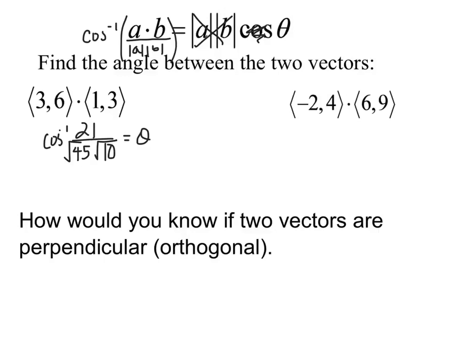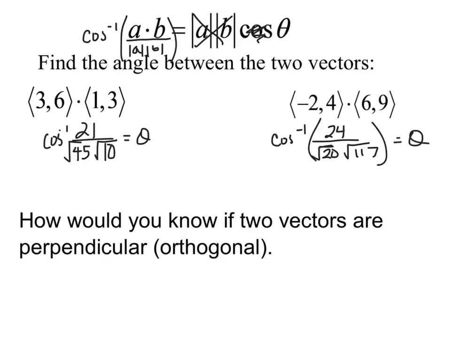Okay. This next example we'd already dotted. The dot product was 24. So on top, using the magnitude formula, we've got negative 2 squared plus 4 squared, so square root of 20. And then we've got 6 squared plus 9 squared, so 36 plus 81, the square root of 117. So this is inverse cosine of that.